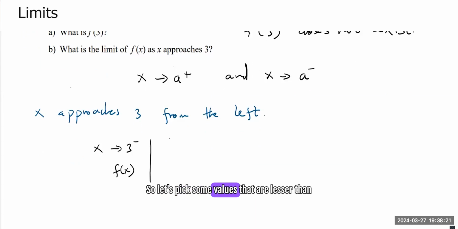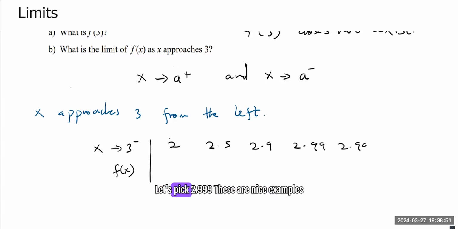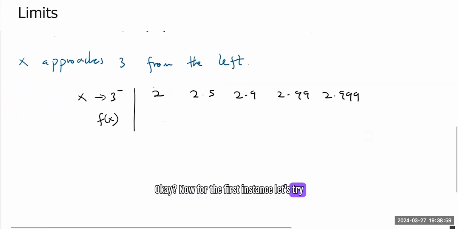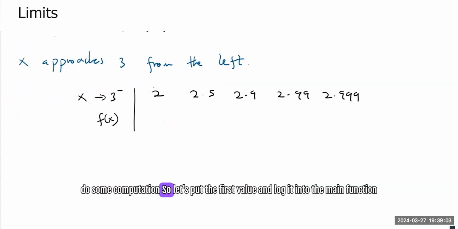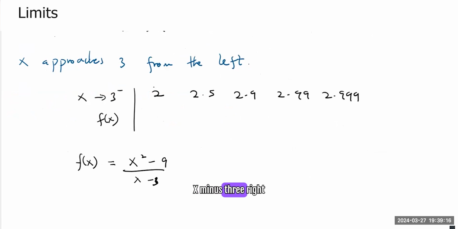All right. So let's pick some values that are lesser than 3. Good. We have 2.5. Nice. Good. Nice examples. So 2.9, 2.99, and then what? Let's pick 2.999. These are nice examples. Do some computation. So let's pick the first value and plug it into the main function. Remember that the main function is x to the power 2 minus 9, all divided by x minus 3, right?